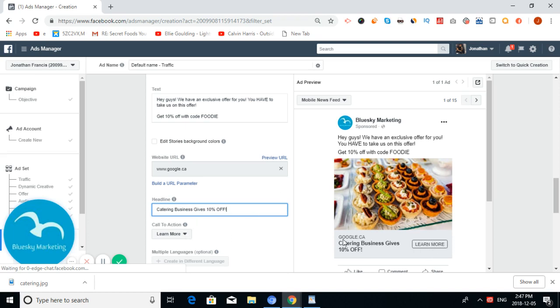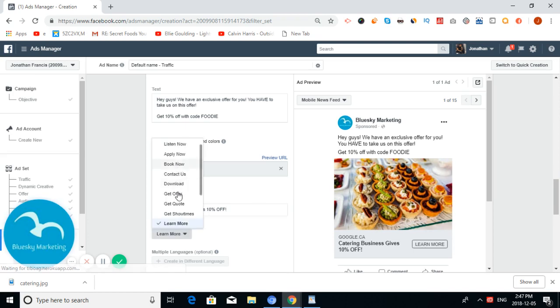Two other things you could do: you could change this Learn More button by clicking here, and it has a whole bunch of categories like Shop Now, Get Quote, Get Offer, Download, Contact Us. You can really dive in and figure out what is the best button I could use for my ad. So you can click Sign Up if you have a great offer. You can click Request Time if, say, you have an event to show off. See Menu if you have a food menu. In this case, we could just click See Menu for the purpose of this ad. And anytime someone clicks this, it's going to take them over to your website.